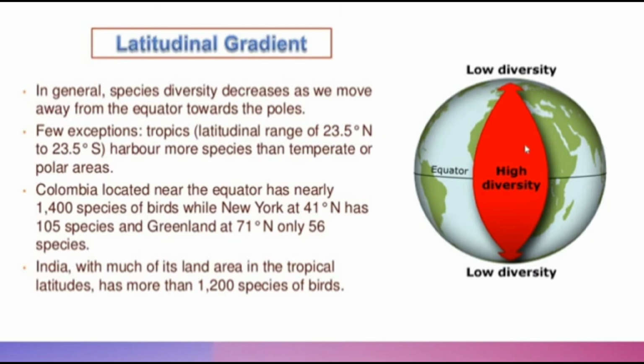This is the latitude from here to here. Again from here to here, like that it keeps on moving till the pole. This is one pole and this is another pole. So if the horizontal line is passing along the equator, that is called latitude.